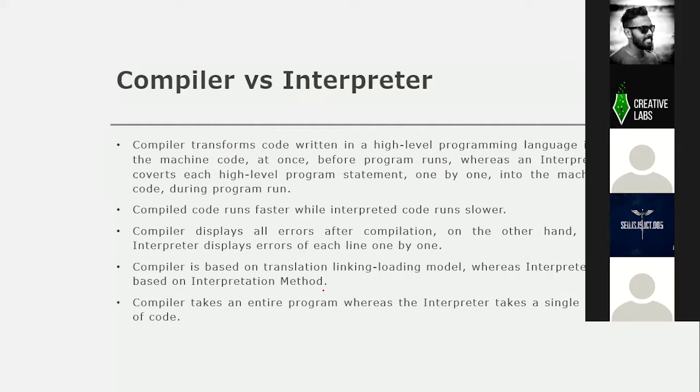So this is what I mentioned. The linking and loading method means it will translate the whole code segment into machine code, or transform it into an intermediate code, and that intermediate code will be transformed into machine code. That's what happens in a compiler. But the interpreter has its own interpretation method, and based on that it will interpret the statements one by one. The compiler takes an entire program, whereas the interpreter takes a single line of code. That's what I talked about before.